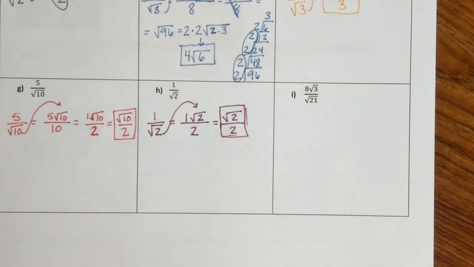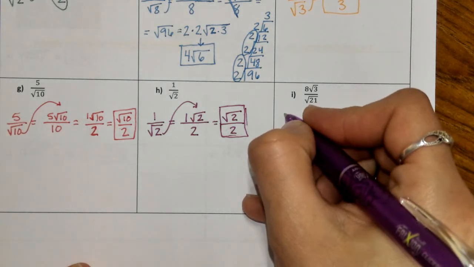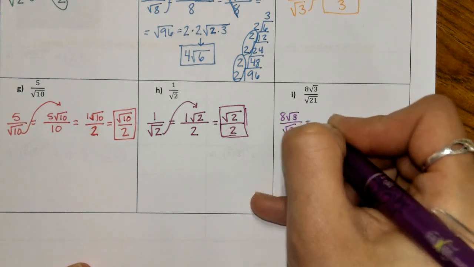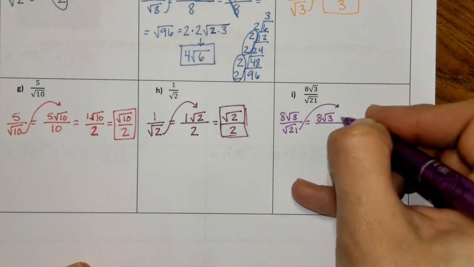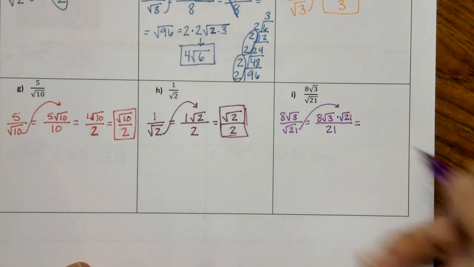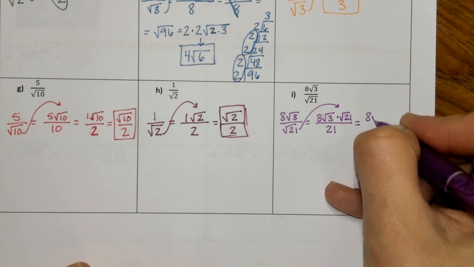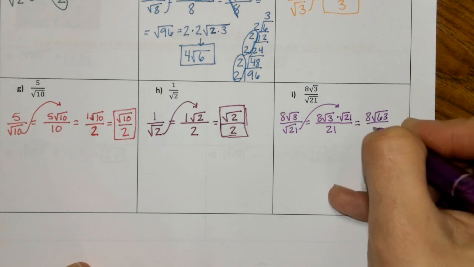All right, the next one, we are going to have a little bit of work to do here. Okay, no big deal. Let's go ahead and take a look at how we're going to get through this guy. We've got our 8 square root of 3 over the square root of 21. So keep that 8 square root of 3 here. We're going to shove the square root of 21 up top, and we're going to leave 21 on bottom. Now when I multiply the 3 times the 21, I'm going to wind up with 8 square root of 63 all over 21.